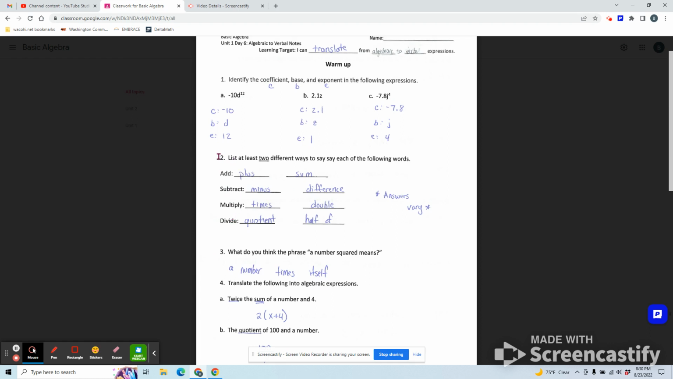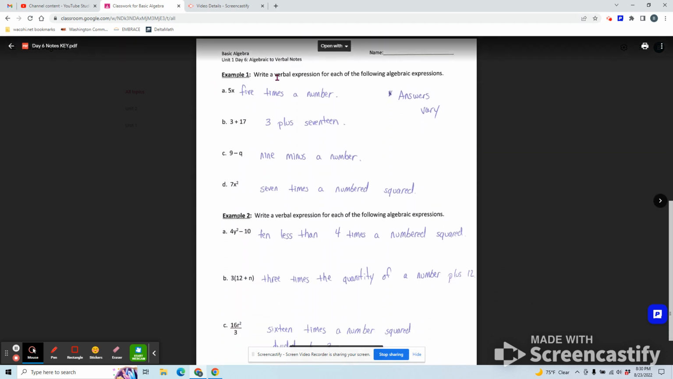So the warm-up is just asking us to list two different ways to say each of the following words. Remember, there's more than two ways to say that you're adding something, or subtracting, or multiplying, or dividing. Okay, there's lots of different ways to do that.